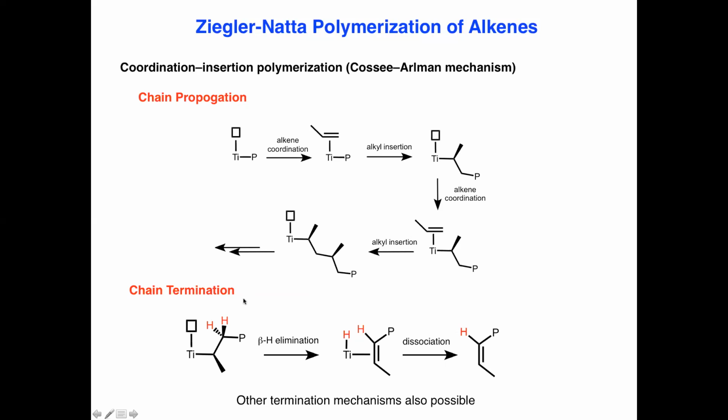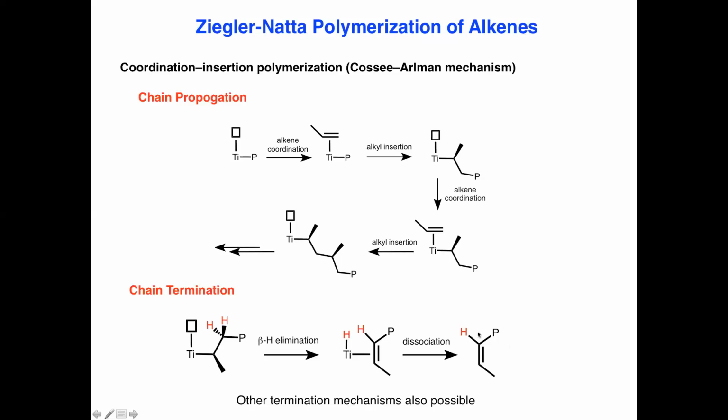One common chain termination step here, especially for polypropylene where we have beta hydrogens, is beta hydride elimination. At some point during the growth of this chain, it's going to bend over into just the right configuration where it places a hydrogen over that open coordination site. We'll get beta hydride elimination. That's going to then give us our polymer chain terminated with an alkene group, which can dissociate. And so that's then going to be the end.